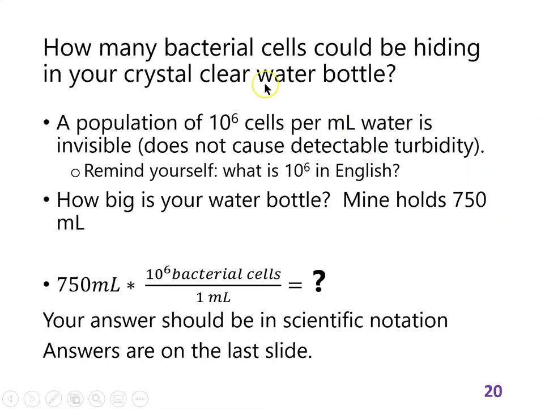So we might ask, how many bacterial cells could hide in a crystal clear water bottle? How big is your water bottle? Mine is a 750 milliliter bottle. So if we multiply 750 milliliters times 10 to the 6th bacterial cells per milliliter, how many cells is that? I want you to answer that in scientific notation. Again, I'll put the answer on the last slide and I'll make a short video showing how I do all these calculations, but I want you to do it first.